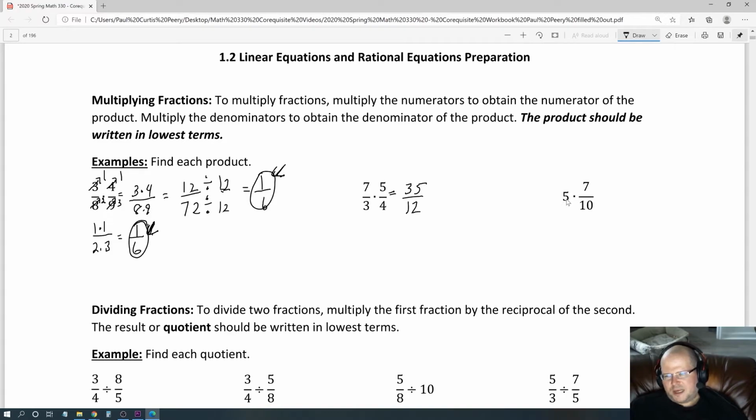Okay, let's say you're multiplying a whole number by a fraction. Well, whole numbers are understood to be over a 1. So 5 over 1 times 7 over 10, right? Now I can divide both the 5 and the 10 by 5. 5 divided by 5 is a 1, and 10 divided by 5 is a 2. And that would give me 1 times 7 over 1 times 2, which gives me 7 over 2.